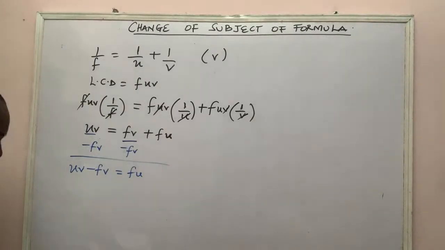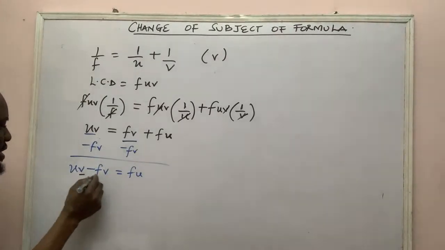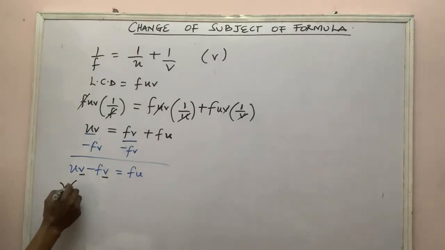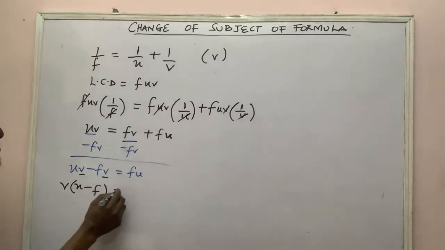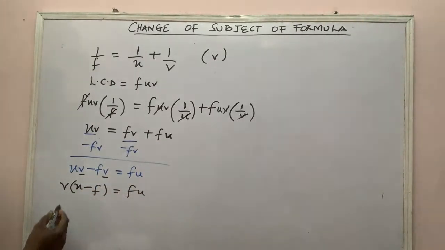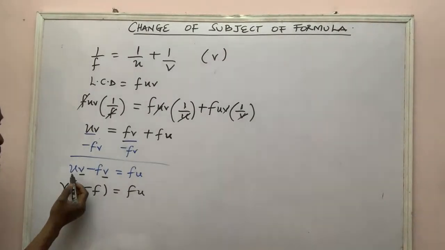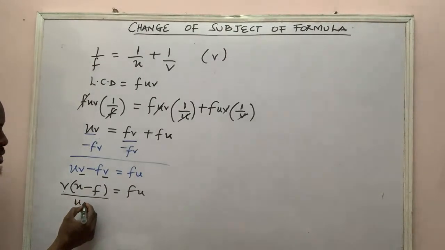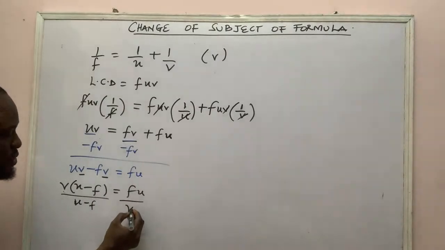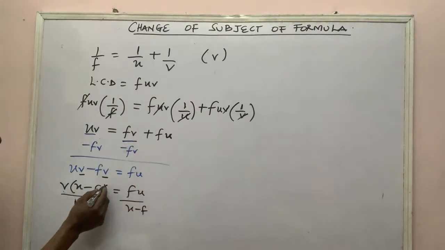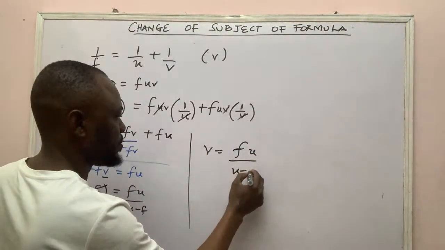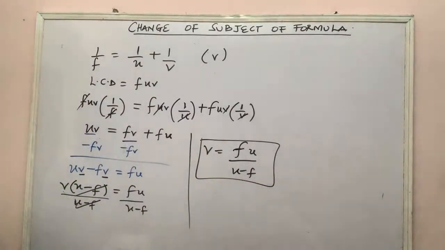Now, I have V here, and also here. There is V here, there is V here. So I can factor out V. If I factor out V, what I'll have left is U minus F equals FU. Remember that if I multiply through by V, I'm going to get back this expression. So finally, I'm going to divide the equation through by U minus F. This will cancel out this. So my V is FU over U minus F. So this is the expression. All right, you can copy that very quickly.